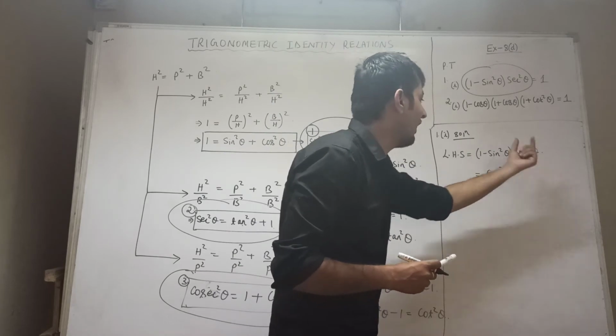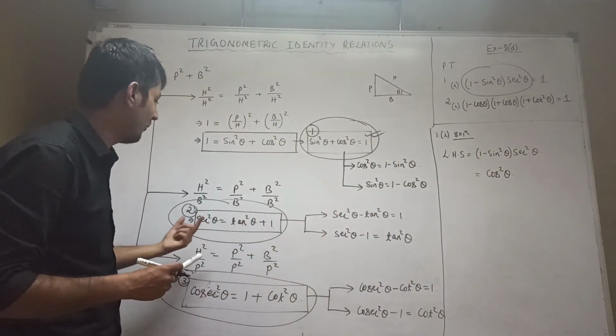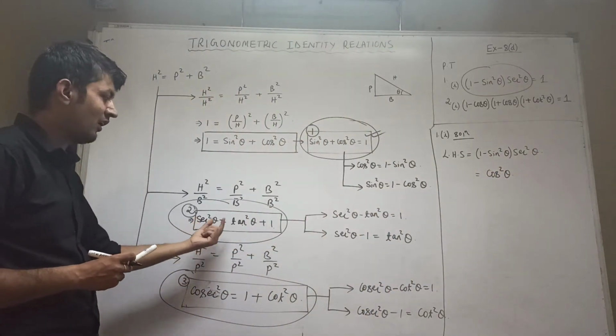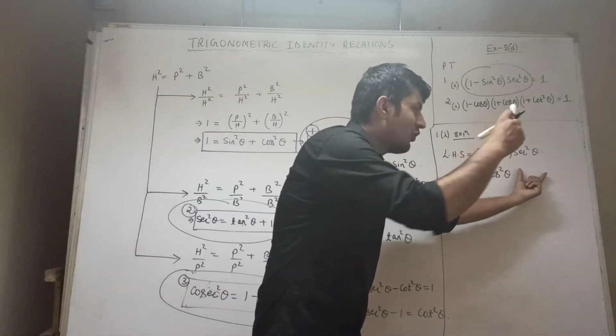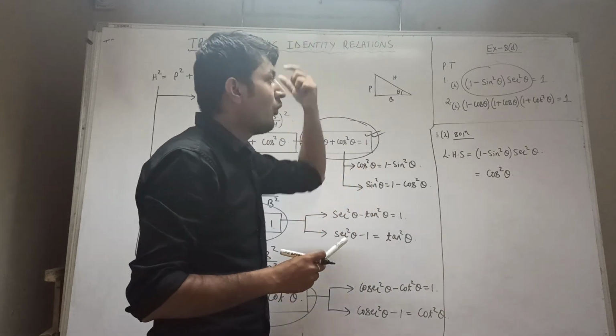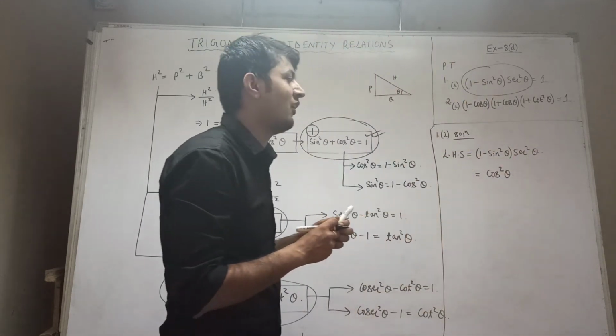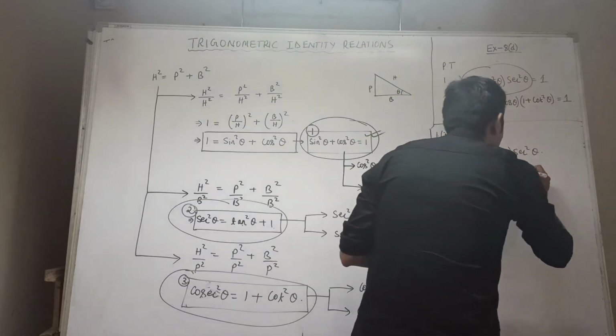So in place of sec square theta, I won't be using this formula. As you can see, sec square theta is tan square theta plus 1. If I put tan square theta plus 1 here, it will become more complicated. So what I'll be doing is that, what is your sec square theta from your reciprocal relation?